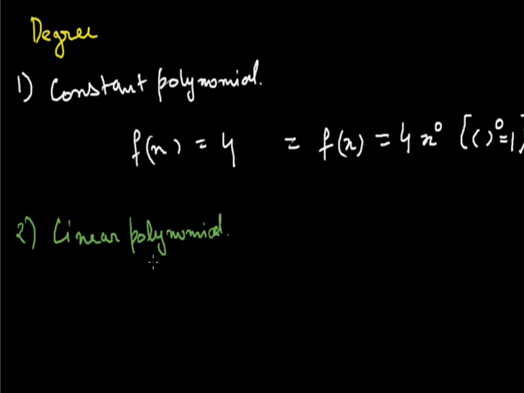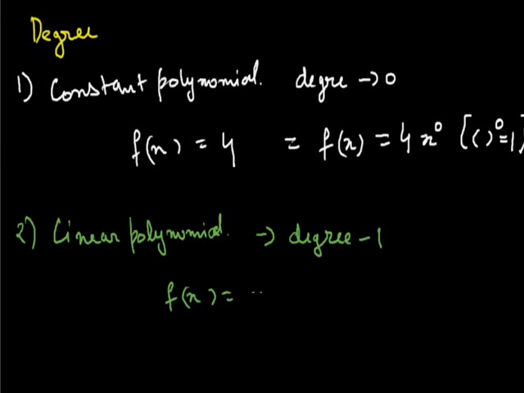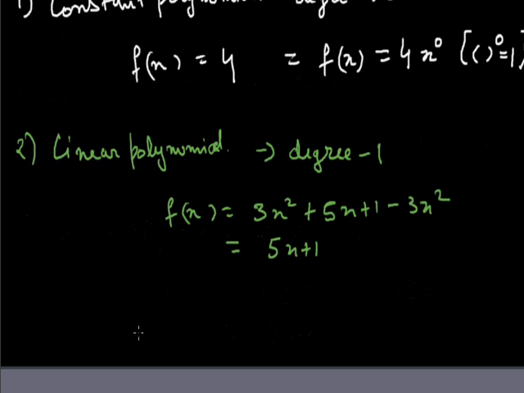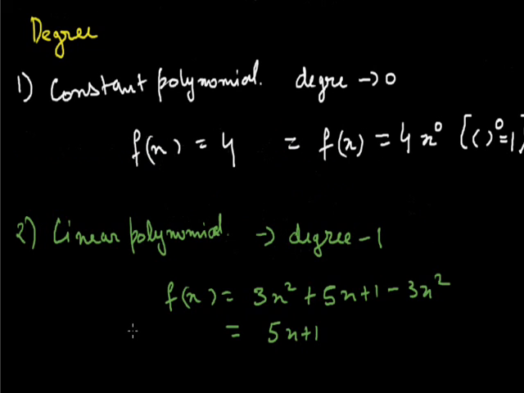The degree of a linear polynomial is 1. For example, f(x) = 3x square plus 5x plus 1 minus 3x square. In this, first we will simplify this polynomial. It will be equal to 5x plus 1. Now the degree of this polynomial, that is the highest power of x, is 1. Therefore it is a linear polynomial.